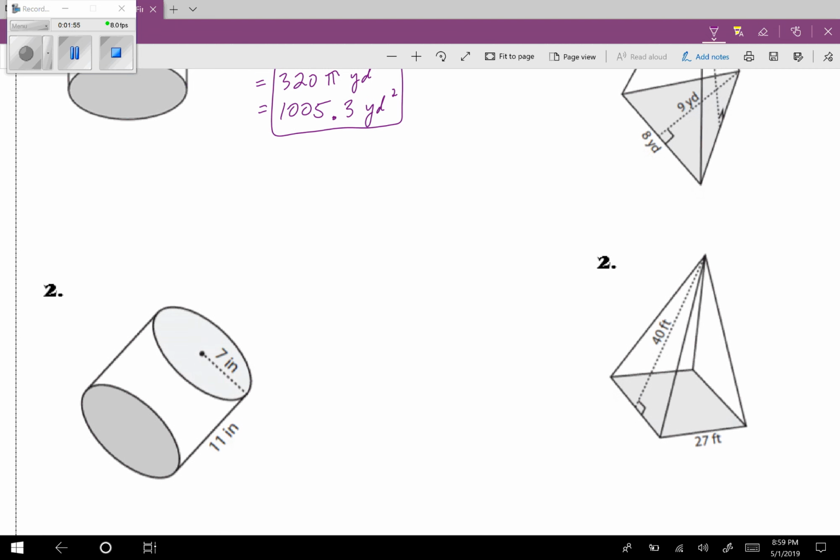Okay, now this one. Again, they've given us the radius, 7, and our height, which is 11. So for our lateral surface area, we just plug in 2 times pi times the radius times the height. And again, multiply everything except for the pi if we need it in terms of pi. So 7 times 11 is 77, times 2, it's 154 pi, and then it's inches squared. And then if you multiply by pi, you'll get 483.8 inches squared.